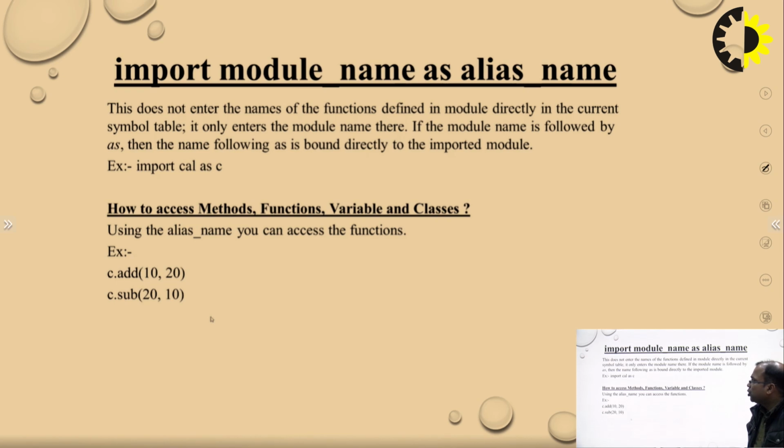Next, import module name as alias. It means how we can import it. We just clarified that this does not enter the names of the functions defined in the module directly in the current symbol table. It only enters the module name there, and if the module name is followed by as, then the name following as is bound directly to the imported module. Import call as C means every time we can use C only to call this module. C dot add means it is called with the help of the C name only, C dot sub. This is how we import.